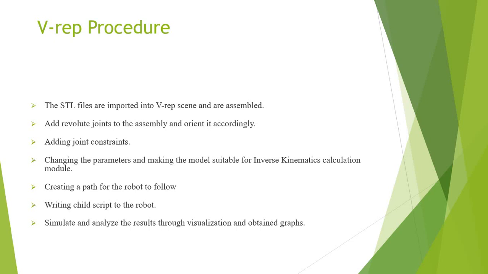And then we will write a child script. We will write our program in the child script for the robot or any component of the robot. First of all for the gripper of the robot, and then for the arm to move, and then for the base to rotate.